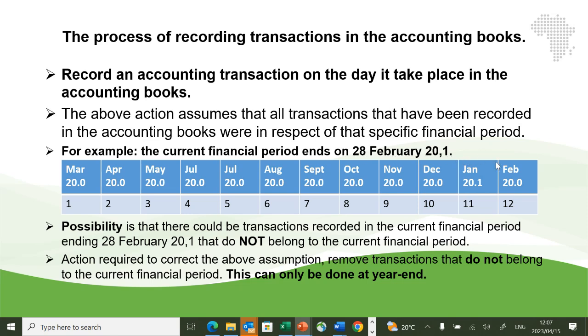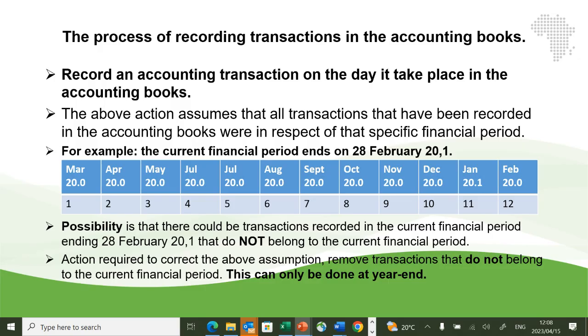So what does it mean? It means it started on 1 March 20.0. So you need to have 12 months, so you will just have to work backwards. Here, this February should be 20.1. That's an error, it should be 20.1 because this is the end of the current financial period, and you calculate the months going backward. If you calculate going backward 12 months, you will have to start when? On March 20.0, which is the previous year.